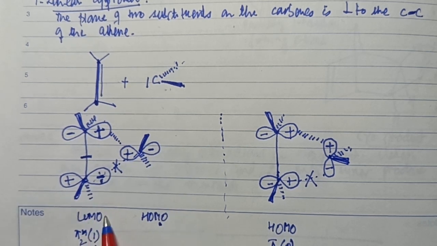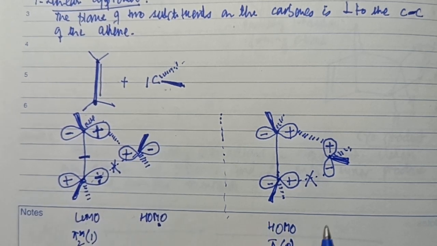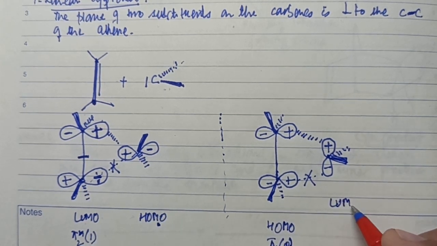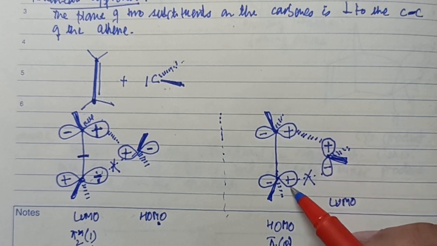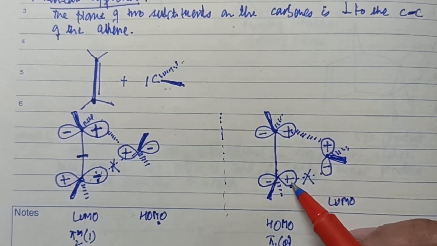If we have taken the LUMO of the alkene, in the next case we can take the HOMO of the alkene and the LUMO of the carbene. Again, if we draw the HOMO of the alkene, a 2 electron system, the HOMO will be pi 1 with 0 nodes. So this is the orbital picture. If this is plus, this has to be plus.